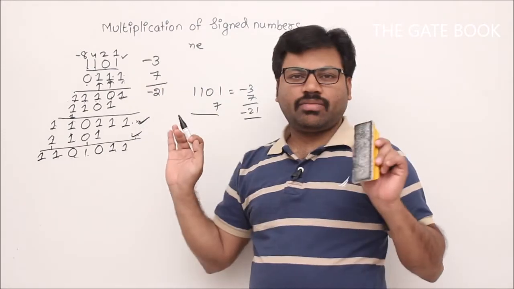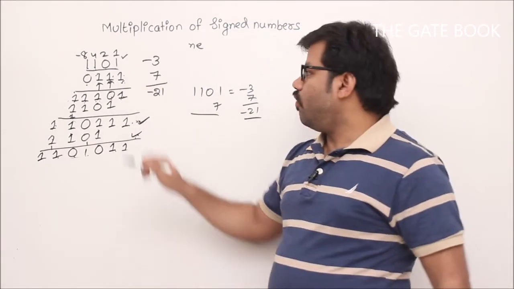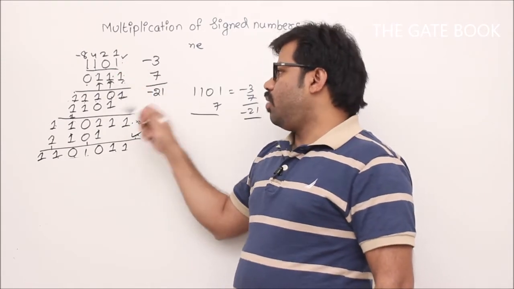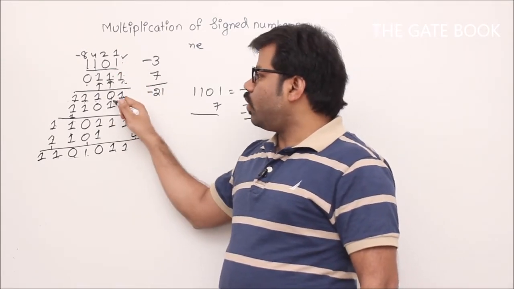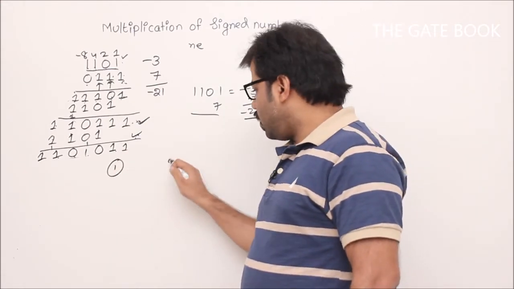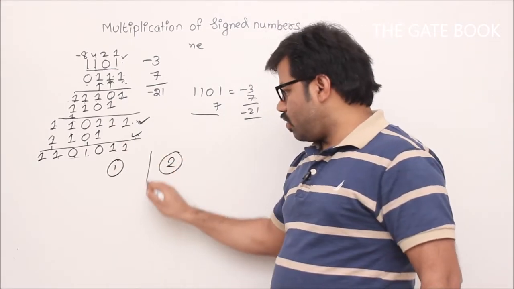I did not do anything. But the only thing is, when you have a negative number as a multiplicand and a positive number as a multiplier, then we have to extend the sign bit. So now let us understand what we understood so far.